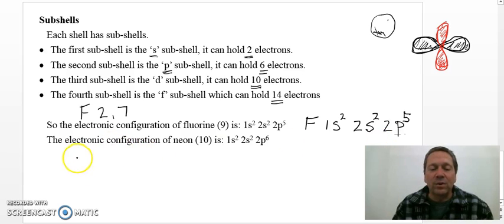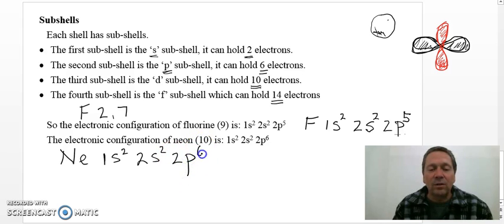Let's have a look at neon, which is much the same. The first shell has only one subshell, and it's got 2 in it. The second shell has got an S subshell, which also has 2. And the second shell also has the P subshell, and it's got a total of 6. If you look at the electronic configuration of fluorine, it's got 2p5, and of course the maximum you can have is 6. It could possibly have one more.